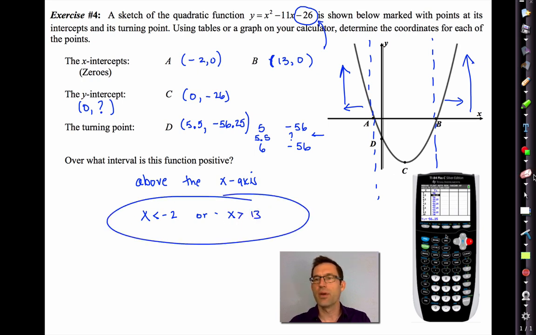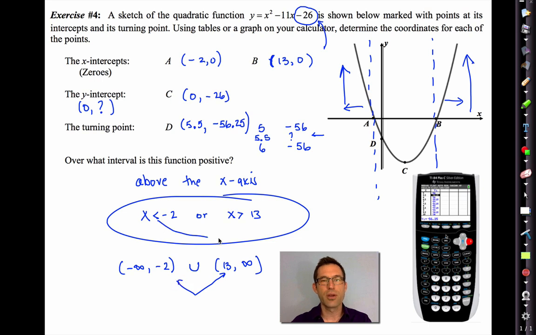This is a great way to put it. I'm going to get rid of that little weirdness there because it almost looks like a negative. You can do it in interval notation. It would look like this: -∞ to -2, parentheses, not bracket. Then you use what's called the union symbol, union, 13 to infinity. By the way, we can't include the 13 or the -2. Here we don't have those equal signs, because at those locations, y is equal to 0. So it's not positive, it's neutral.